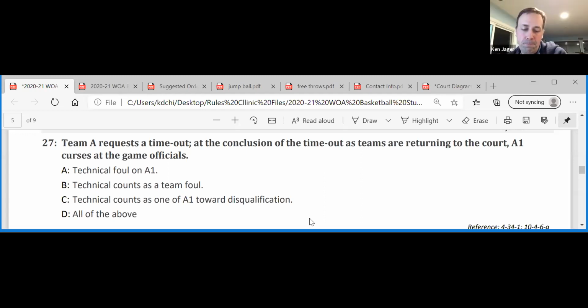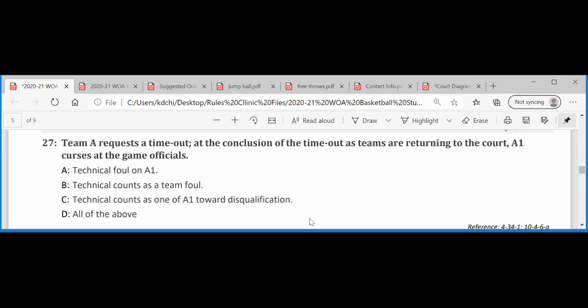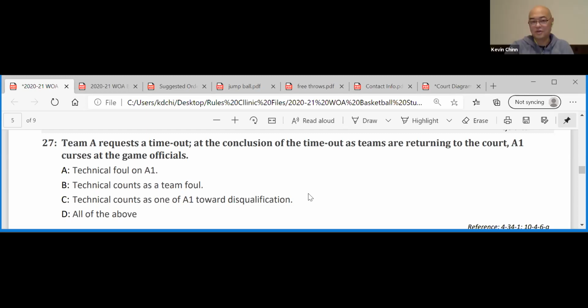That's clear. Yeah. The only one that doesn't make sense on 27, all the above, is C, technical counts as one of A1's towards disqualification. That could also mean that it counts as one. If he gets 2 technicals, he's disqualified, correct? So that wasn't clear that it was one of his 5 fouls. Yes, right. That's what I was reading on C, but I still did D, all of the above.